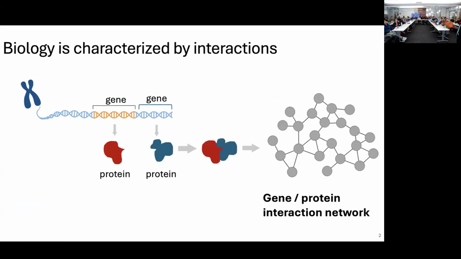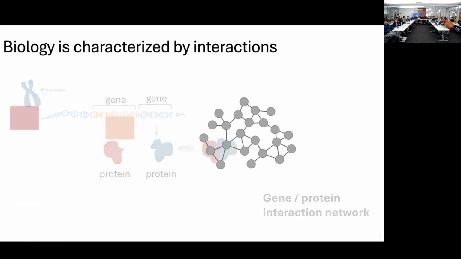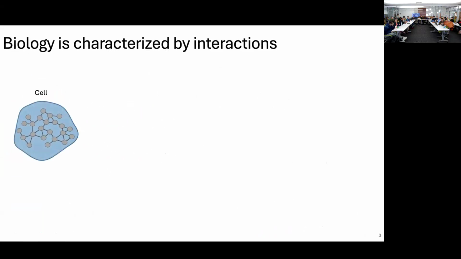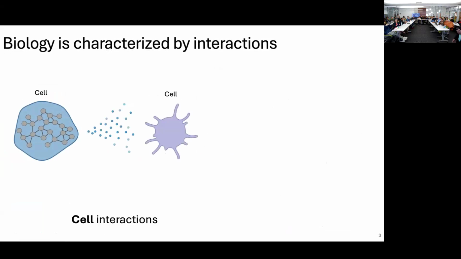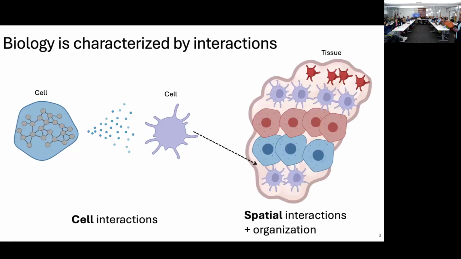Biology is characterized by interactions. At the small scale, we have genes, which encode proteins. These genes and proteins interact with one another, forming these large and interconnected networks of gene and protein interactions. At the same time, many of these gene and protein interactions occur within individual cells. And we have many different types of cells in our body that interact with one another, forming these cellular interactions. Moreover, these cells interact within the different tissues and organs in our body. And so we get these spatial interactions between different cells, which can lead to different organizations of tissues.